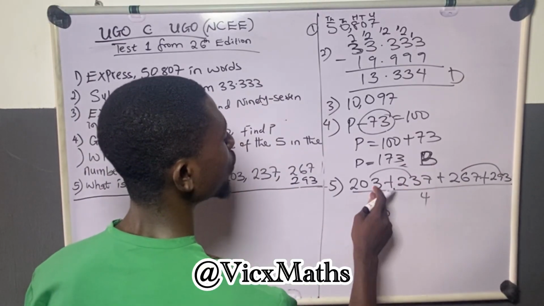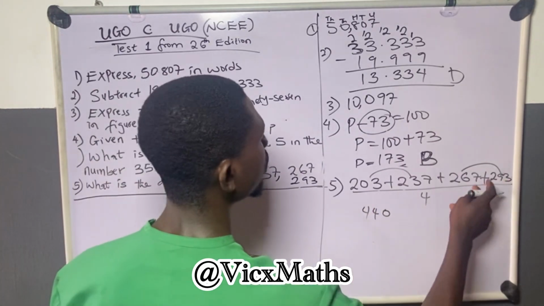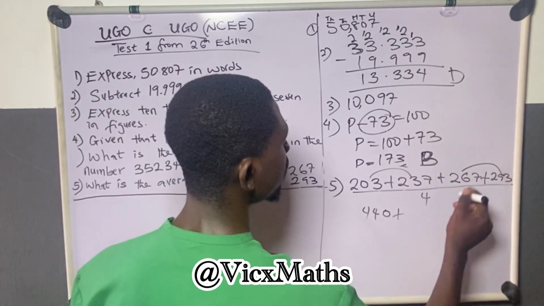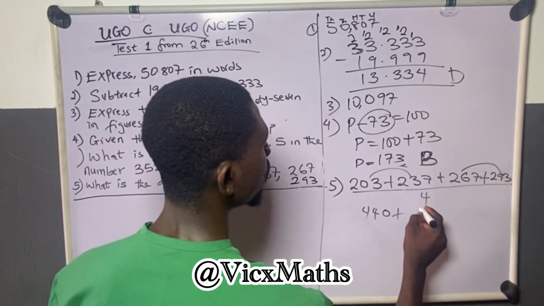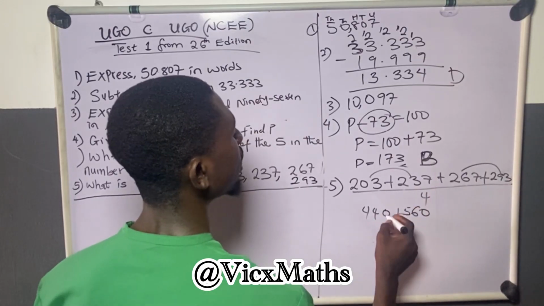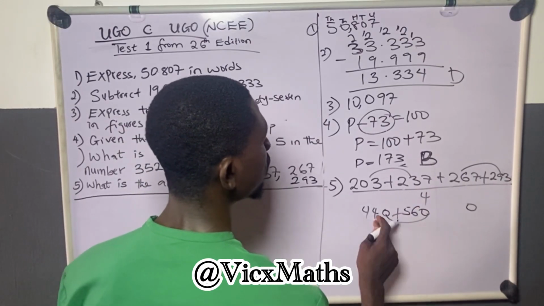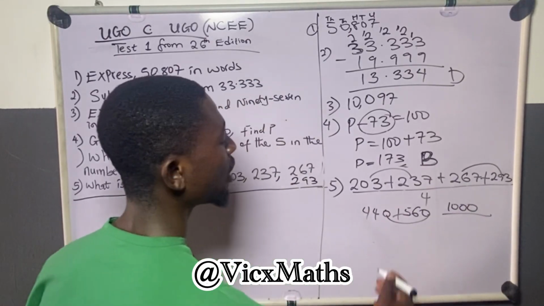You write 0, carry 1. This plus this is 3 plus that one, 4. This plus this is 4. Nothing to carry now. This plus this is 10. You write 0, carry 1. This plus this is 15 plus the one you carried, it becomes 16. You write 6, carry 1. This plus this is 4 plus that one, 5. So now we can add. This plus this is 0. This plus this is 10. You write 0, carry 1. This plus this is 9 plus 1, 10. So we have 1,000 over 4.